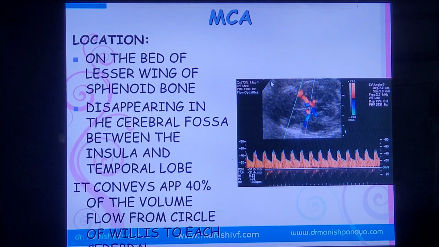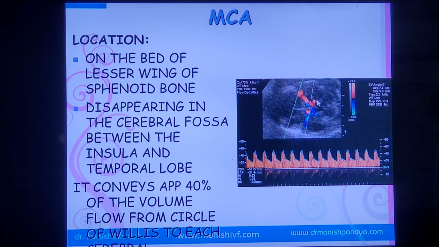Clear? Then comes the middle cerebral artery. You can call it the circle of Willis. It has the anterior cerebral, posterior cerebral, middle cerebral, and anterior cerebral. Why is it posterior cerebral? Because there is a cerebellum. So cerebellum usually lies on the posterior side. This middle cerebral artery lies on the bed of the lesser wing of the sphenoid bone. That's why it is pulsatile.